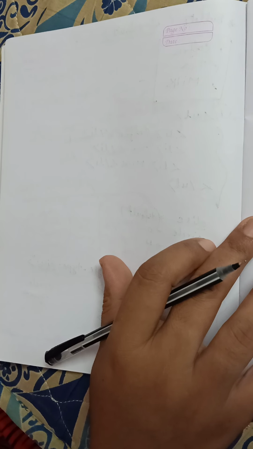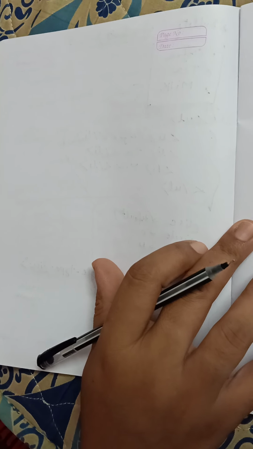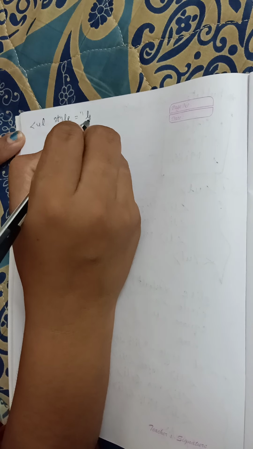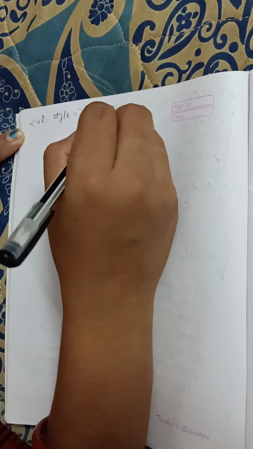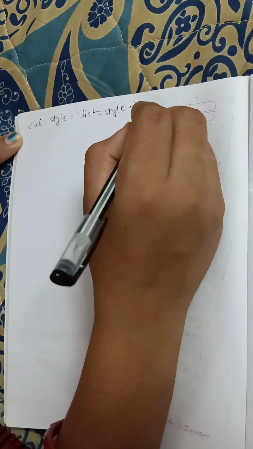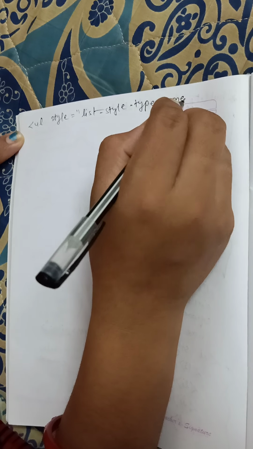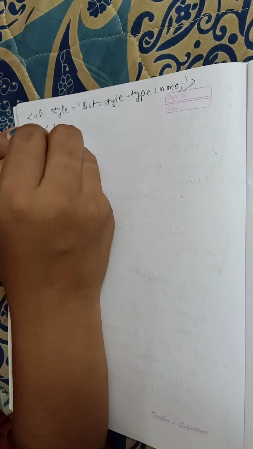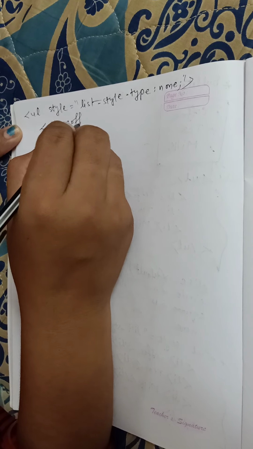Okay, so what about none? So none also, let me discuss one example. I can write UL style, same thing, list style type none, and the rest of the portions remain the same thing.